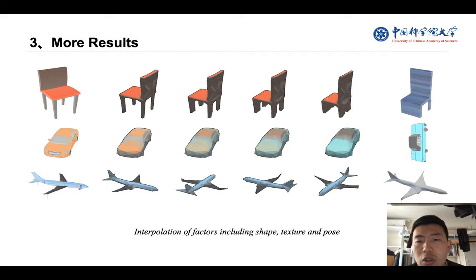Our method can also achieve factors interpolation. We can see this process for shape, texture, and pose in row order.